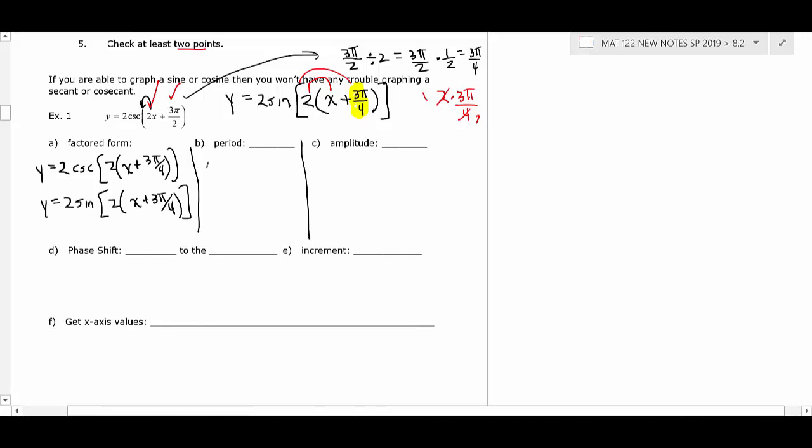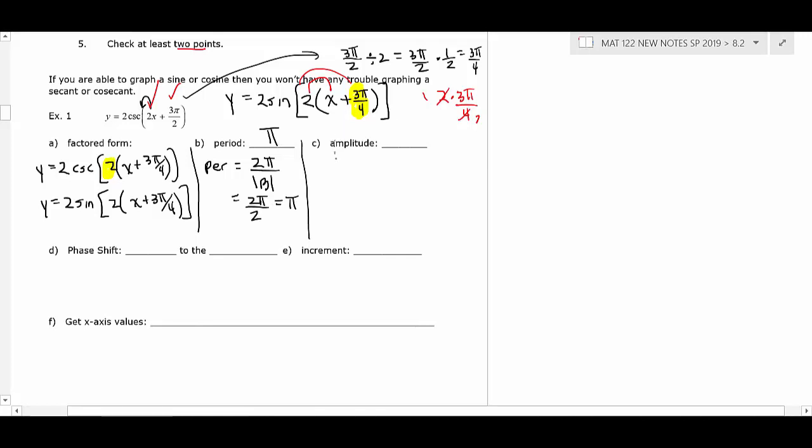Okay, the formula for the period is the same. It's 2 pi over b. Now the value of b is the 2. So what we're going to do is 2 pi over 2, and the 2's cross out, giving you pi. So that means the period is going to be changed from 2 pi to pi.